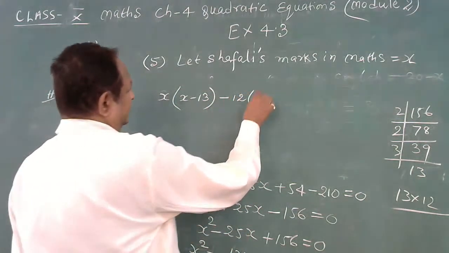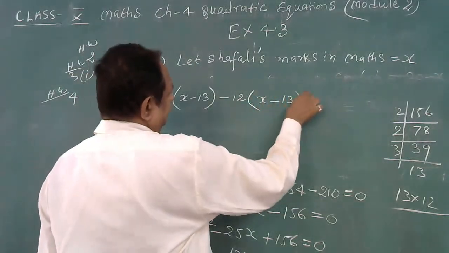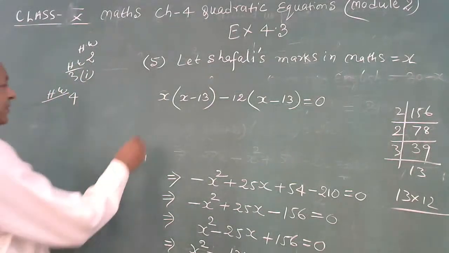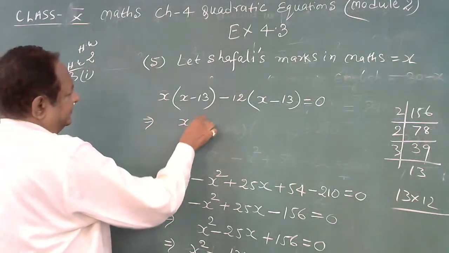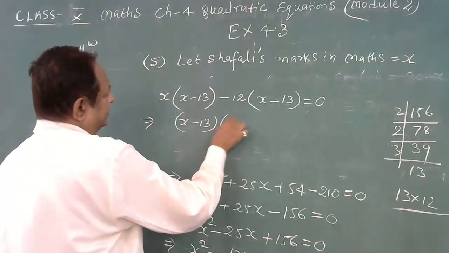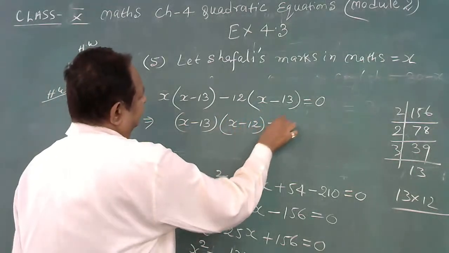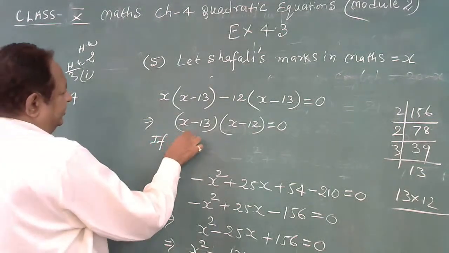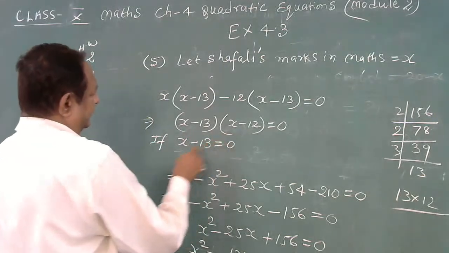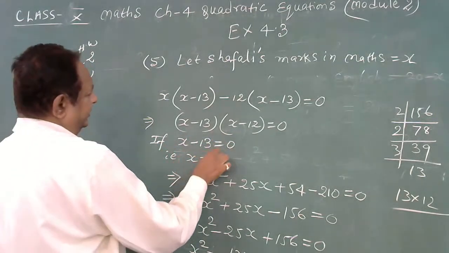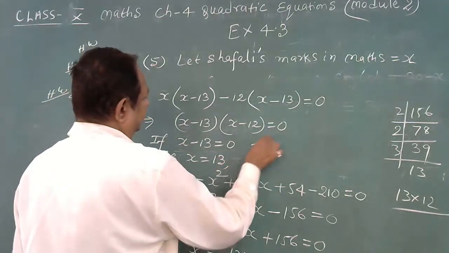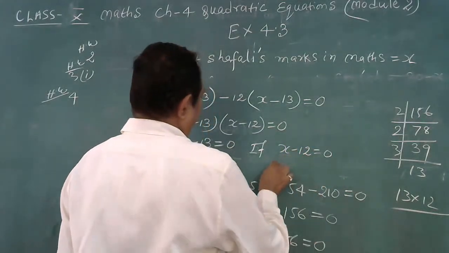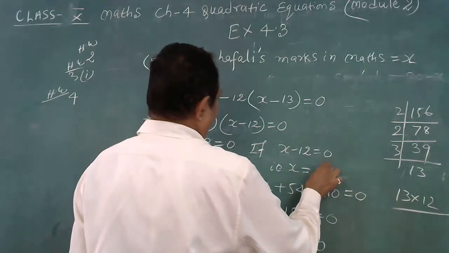So x minus 13 is equal to 0. Again, x minus 13 is common, so x minus 12 is equal to 0. If the first factor is equal to 0, that is x is equal to 13. If x minus 12 is equal to 0, that is x is equal to 12.